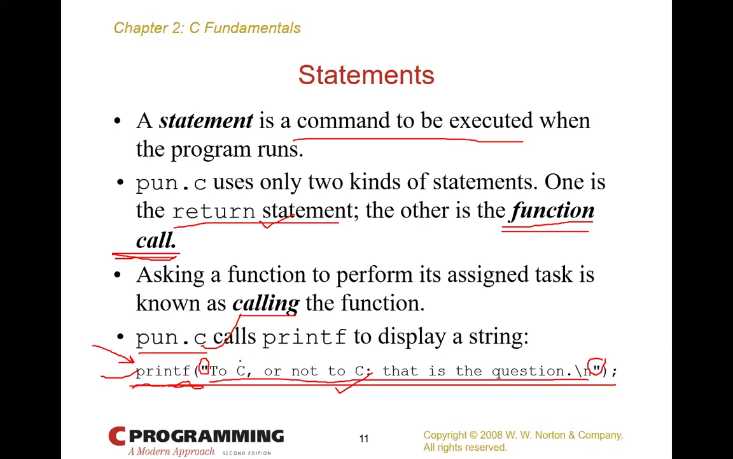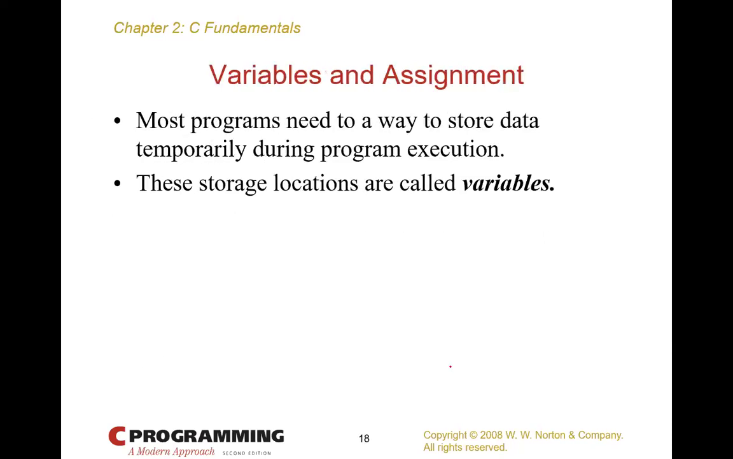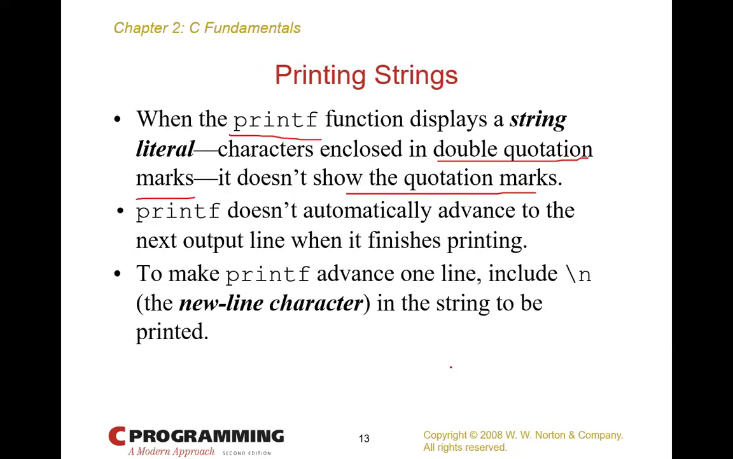But anything that we put as text, whatever it is, in fact, it could be a number, we could have 7, it does not matter. As long as it is in between these quotations, we call it a string. Anything within quotation marks is called a string. Right. So printf doesn't automatically advance to the next output line when it finishes printing. To make printf advance one line, include the \n at the end of the string.